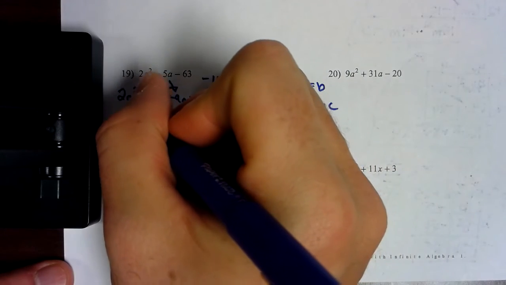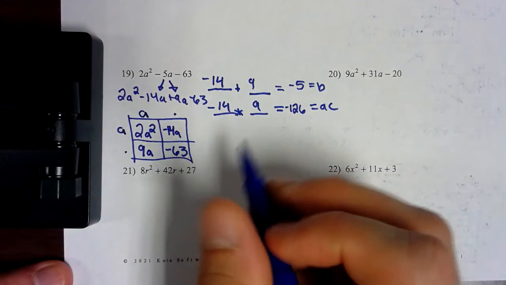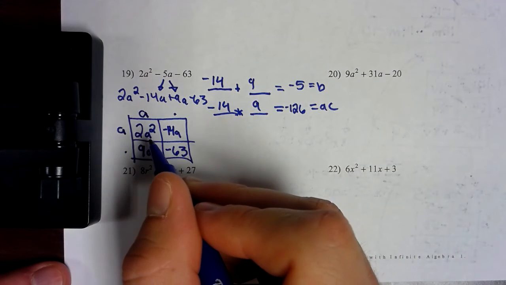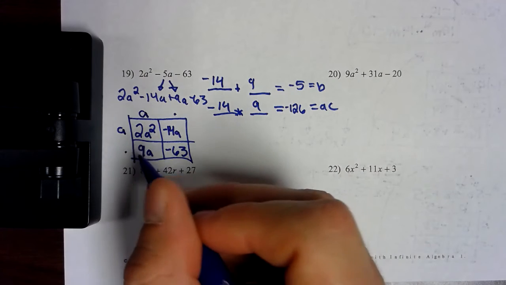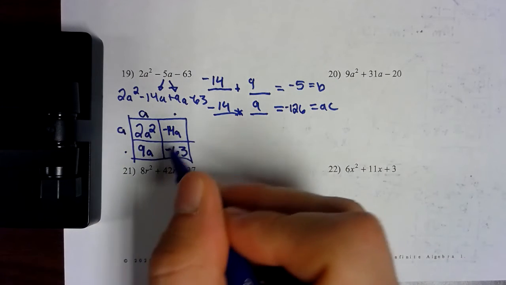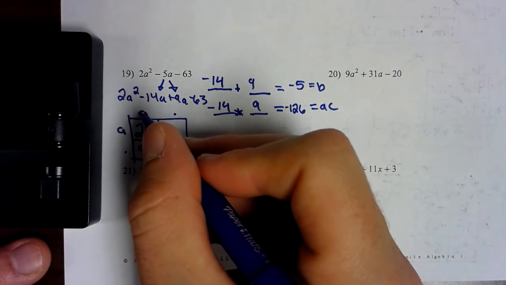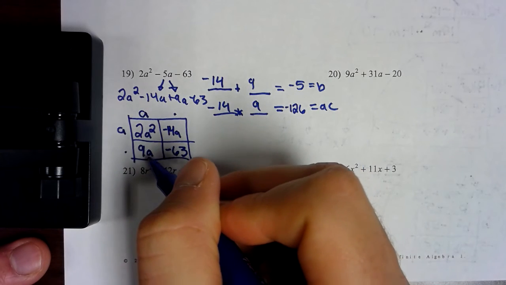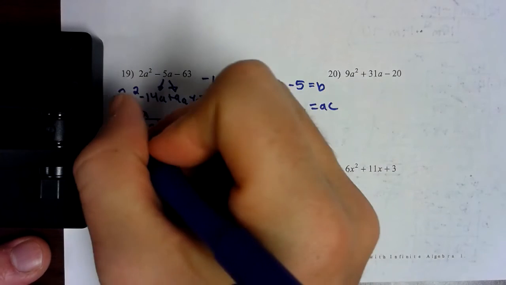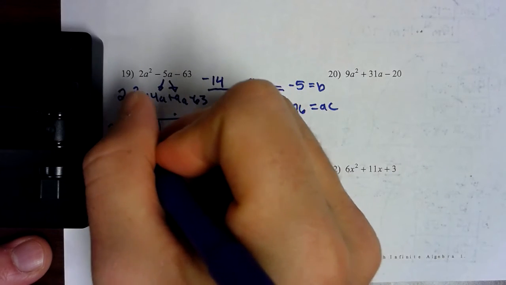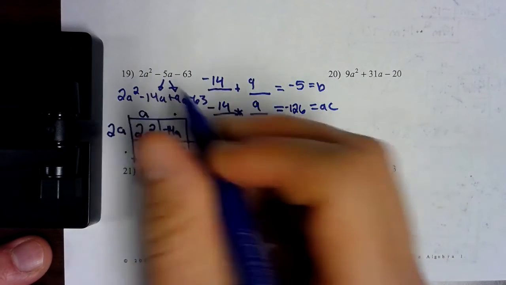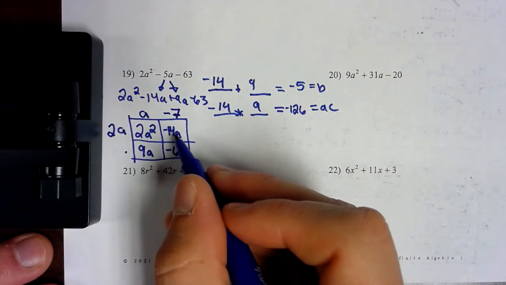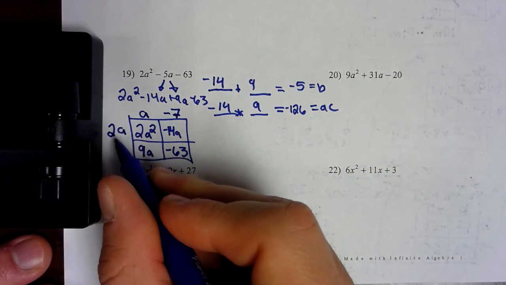Well, I know for sure that a times a will give us that a squared. But one of these numbers needs a 2, right? 2a times a is 2a squared. And we need to think about, where does that 2 need to go to multiply to get a different term in this box? If I put it up top here, there is not a number that I can multiply 2a by to get 9a. So this 2 needs to go on the side that I can multiply with to get 14a. So 2a times -7 gets me that -14a. That's why the 2 needed to go there.